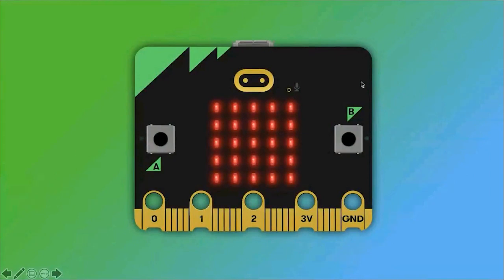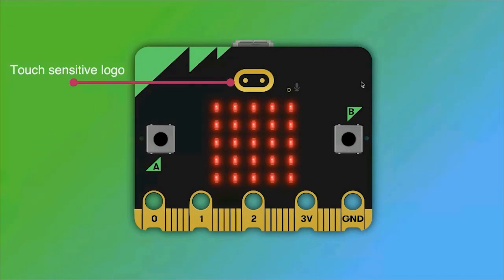So that sort of was mainly about microbit V1, and today we're going to be talking about microbit V2. So these slides talk about the new microbit and what's different. So we get to play a bit of spot the difference. The first difference is this touch-sensitive logo. It's actually capacitive touch.